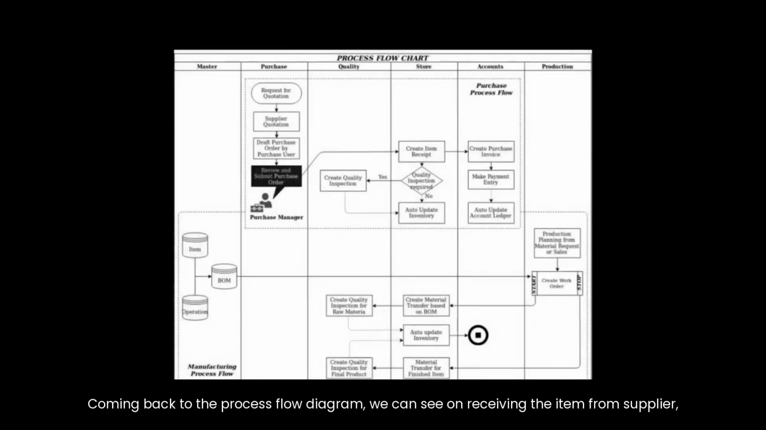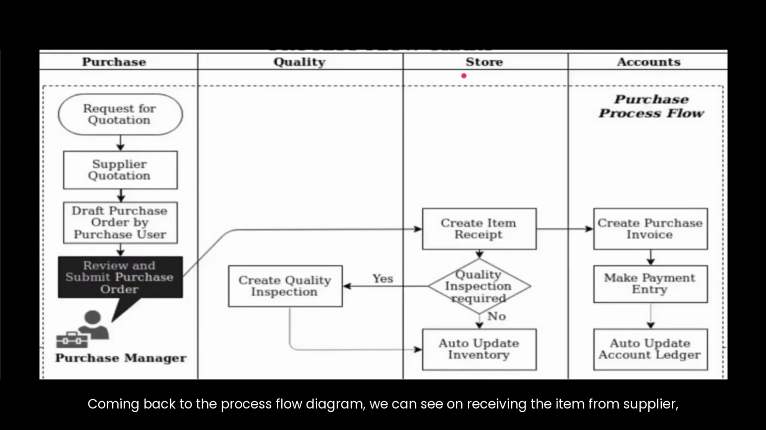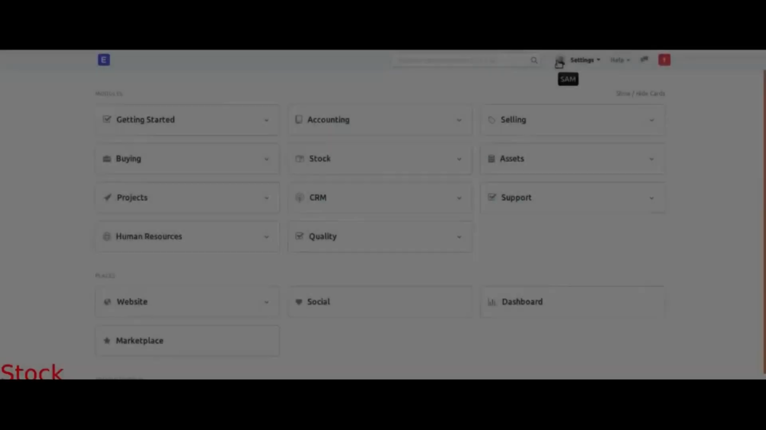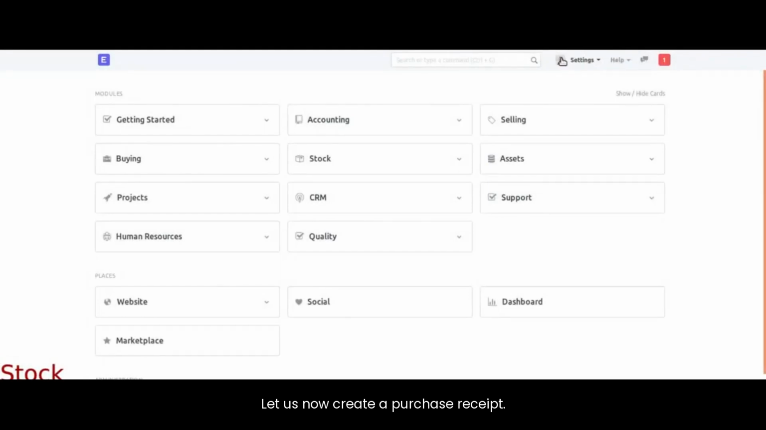Coming back to the process flow diagram, we can see that on receiving the item from the supplier, the stock manager can create an item receipt. Further, based on whether the item needs a quality inspection or not, as mentioned in our item master, the same receipt note will be assigned to the quality department for inspection, and once the receipt note is submitted, it will automatically update our inventory. Let us now create a purchase receipt.